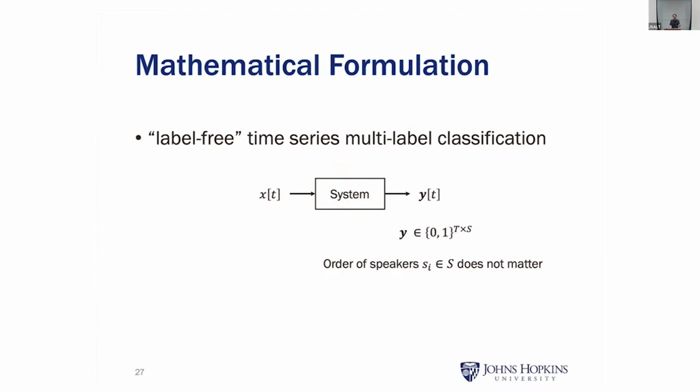So for example, you'll have maybe a sequence of speech frames, and your output is just going to be a vector of length 4, with each component simply being a 1 or a 0, depending on if a particular speaker is active at that time.